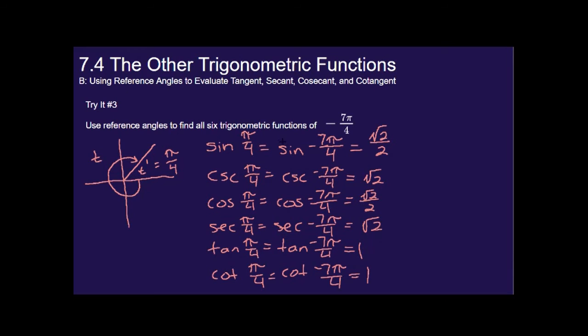So hopefully you see why the sine of the reference angle is the same as the sine of the original angle, because they both end up in the first quadrant. The reference angle is always in the first quadrant, and the original angle happens to be in the first quadrant in this one. If you have any questions, please let me know.